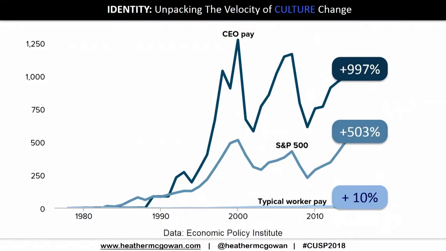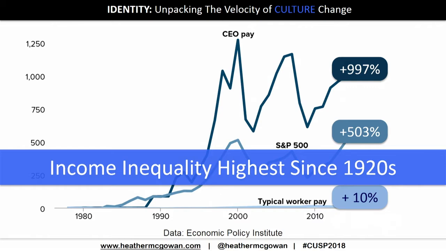In my lifetime, and probably within yours, CEO pay's gone up 1,000%, while worker pay's gone up about 10%. We have the highest levels of income inequality since the 1920s. I hope this is the extraction before expansion moments we're in.